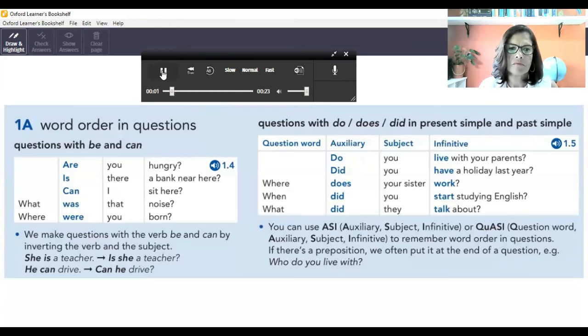1.5. Do you live with your parents? Did you have a holiday last year? Where does your sister work?